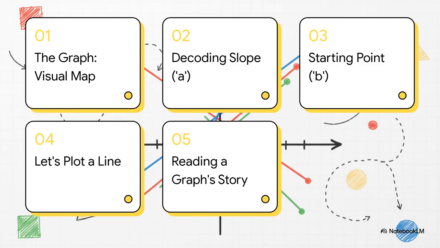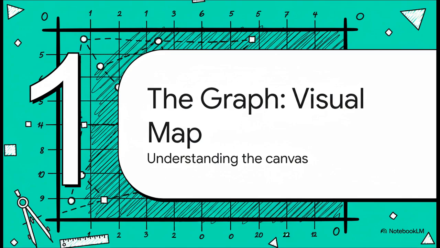So here's our game plan. First, we'll get familiar with our map, the graph itself. Then we're going to decode the two key parts of our code, a, which is the slope, and b, the starting point. Once we've got those down, we'll put our knowledge to the test and actually plot a line. And to finish up, we'll learn how to look at any line and instantly understand the story it's telling. Ready? Let's do this.